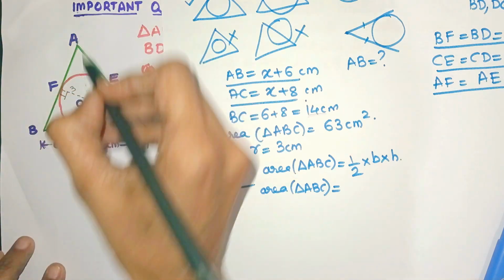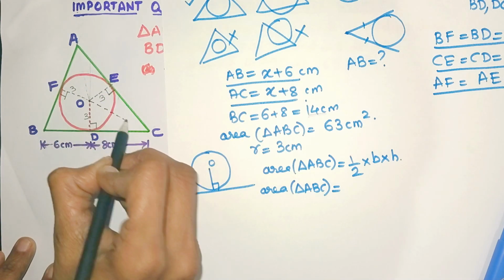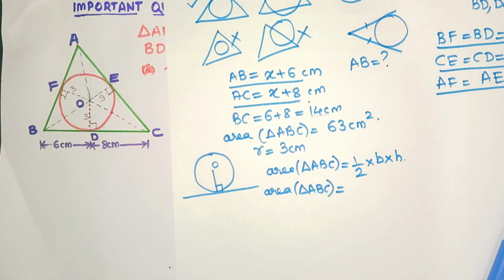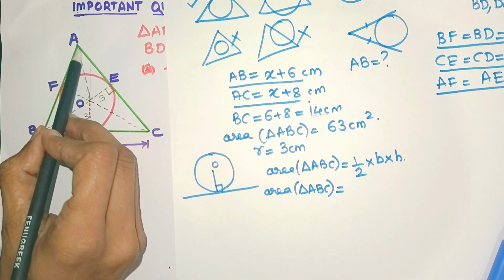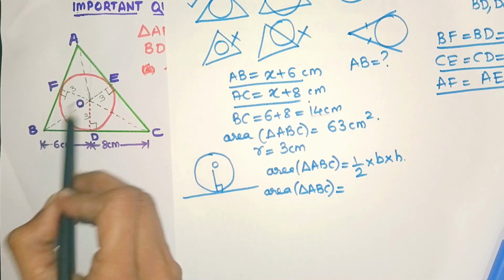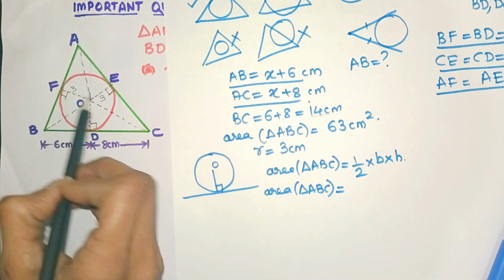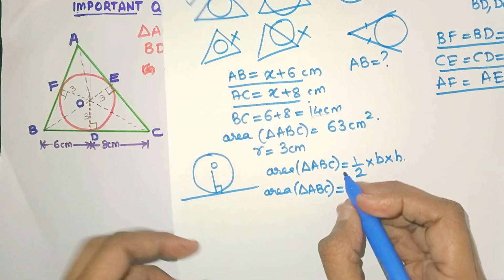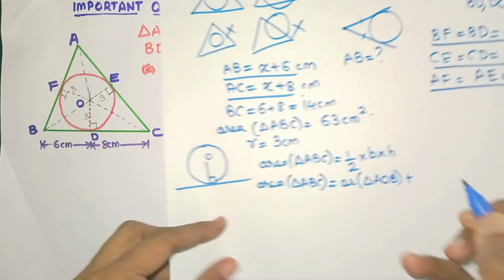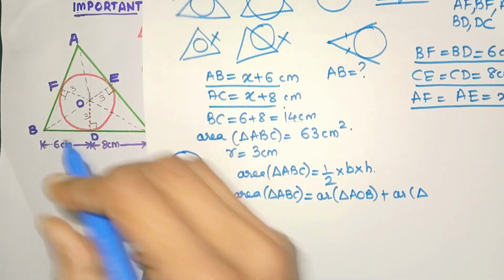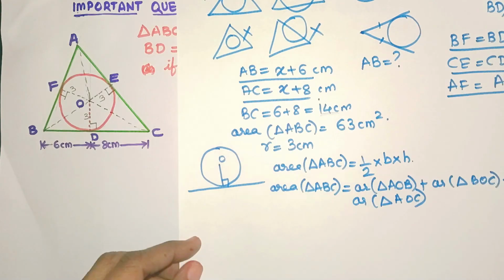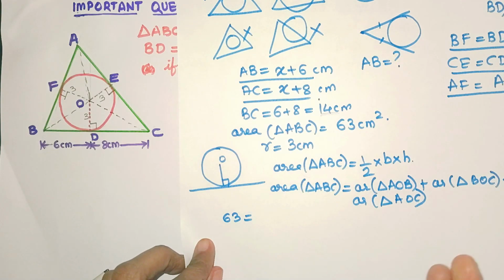So friends, if you see here, if I cut my triangle in this way, just have a look. Okay. Now this triangle AOC, the base is AC and the height will be 3. It's already given to us. In this triangle also I know the height and the base. Here also I know the height and the base. So area of triangle ABC, I can write it as area of triangle AOB plus area of triangle BOC plus area of triangle AOC. So area of triangle ABC is already 63, we know that.